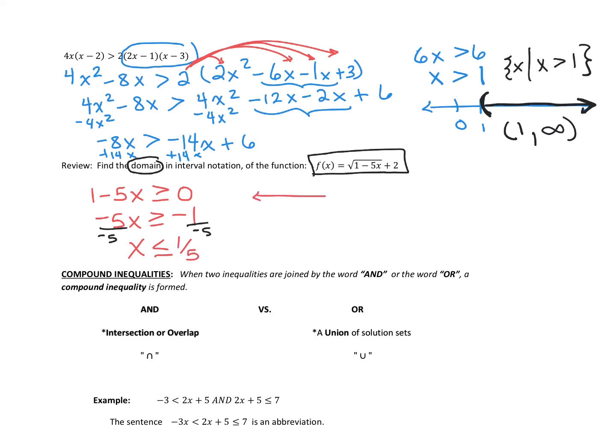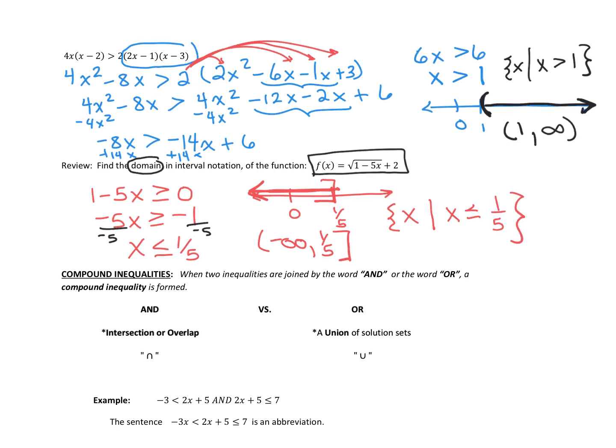So the graph for this would look like a bracket shaded to the left. Our interval notation would be negative infinity up to 1/5 bracket. And our set builder would be all x values such that x is less than or equal to 1/5. So there's kind of an application of why we need to be able to solve these inequalities.